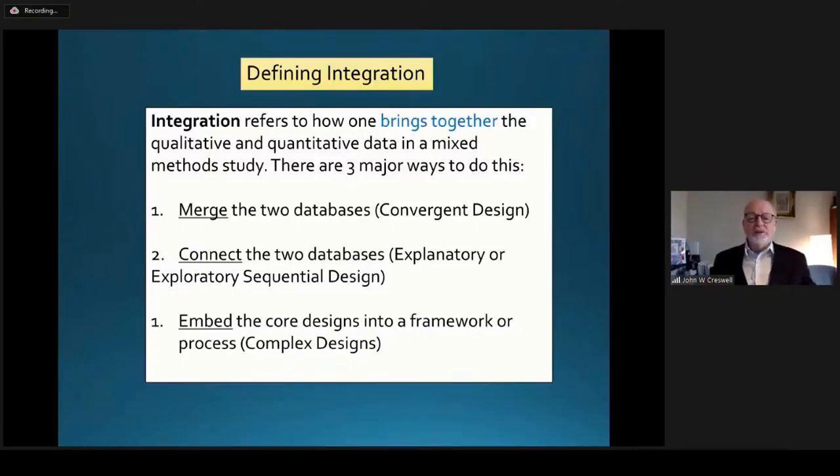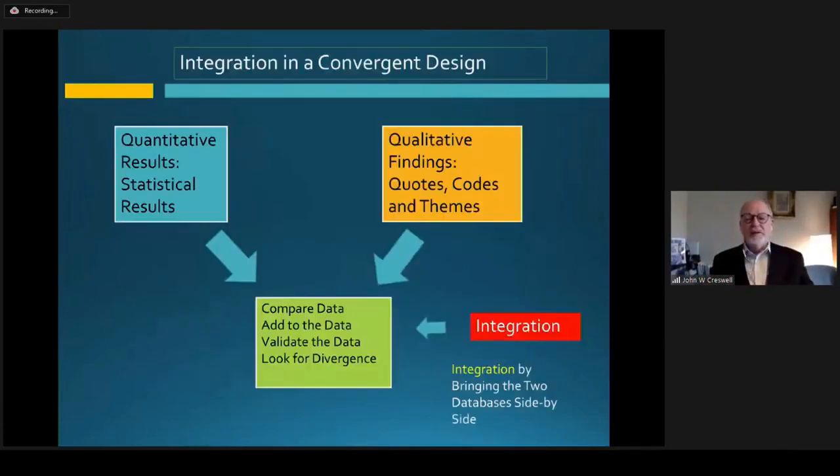So this integration is really merging the two databases, a convergent design. Connecting the databases, explanatory or exploratory sequential design. Embedding core designs into a framework or process, complex design. So some writers talk about all different kinds of integration. For me, it's very simple. There are 3 major ways that I see integration occurring.